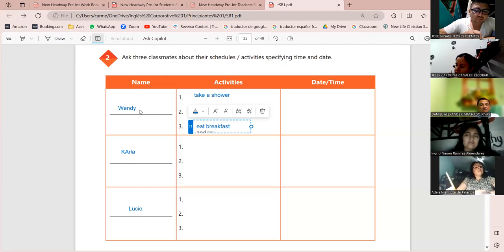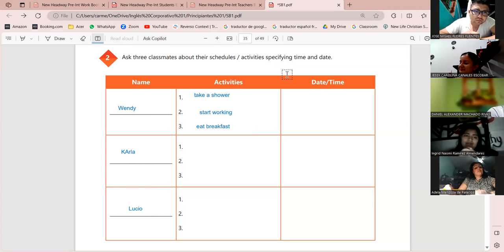directamente, ¿sí? A ver, Jesse le hace la primera pregunta, Daniel le hace la segunda pregunta, Ingrid le hace la tercera pregunta. ¿Cómo le vamos a preguntar? What time do you, y la actividad. Y luego, ella va a responder in, on, ¿verdad? Dependiendo si es el día, la fecha, si es el mes, o si es la hora, ¿verdad? No nos va a decir que una vez al mes, ¿verdad? Se baña. Ok, vamos a ver.